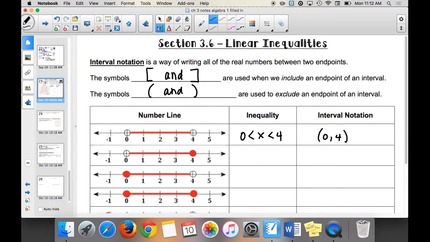Okay, so what if I have 0 and 4 like that, but I don't include 0, I do include 4? Then it would be 0 is less than x, which is less than or equal to 4. Do you see why I have the equal to 4? Because the 4 is filled in. With interval notation, it would look very similar. We'd still have a parenthesis on the 0, but we'd have 4, and then a bracket. This bracket means that we include 4, so 4 has been shaded as well. So what is it when the dots are filled in versus not filled in? When it's filled in, that means that it's part of our solution set.